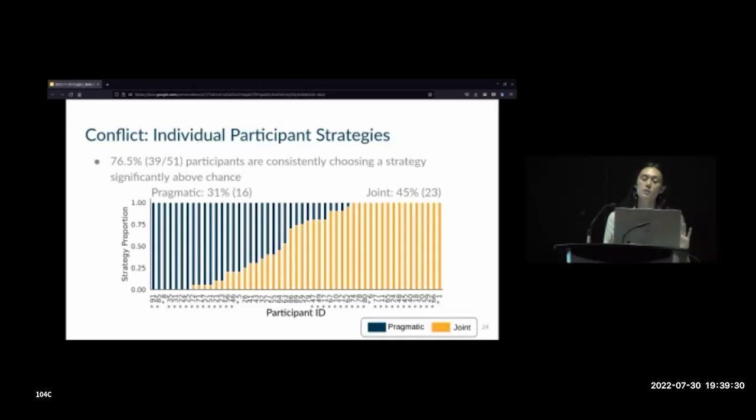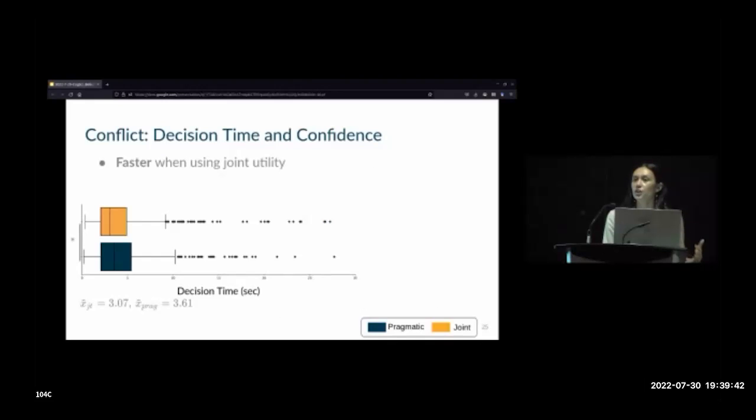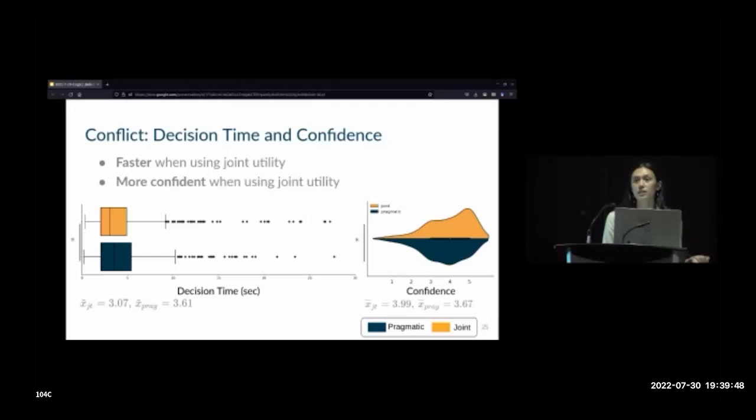There seems to be some slight preference for joint utility. More people are using the joint utility strategy, but we don't have enough evidence at this point on the population level to suggest an overall preference. However, when we look at the decision time and the confidence of these people, we see that they're both faster when using joint utility as well as more confident about those decisions. So there does seem to be some kind of slight preference in this case, or maybe it's slightly easier to do.